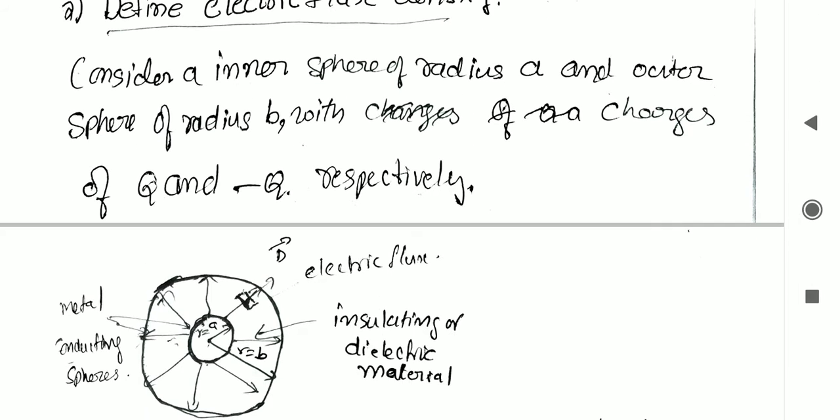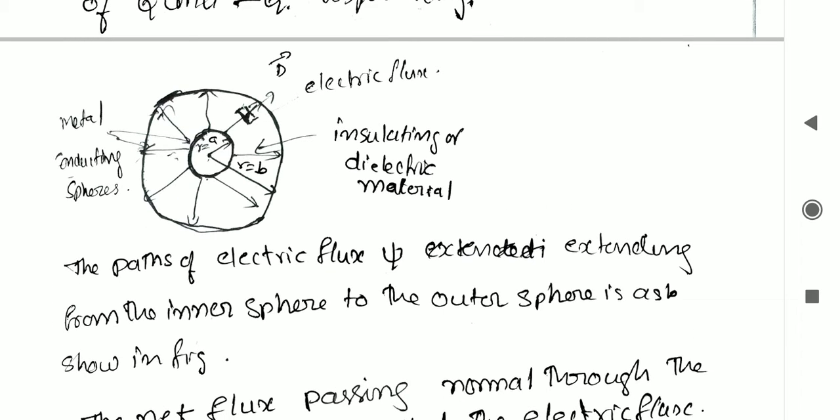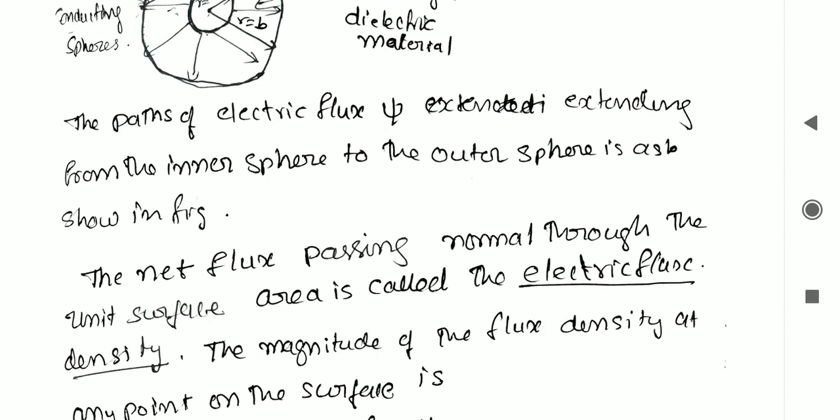We consider an inner sphere of radius a and an outer sphere of radius b. The inner sphere has a charge of q and the outer sphere has a charge of minus q. Then the electric flux or displacement flux will look like this. There is electric flux or displacement flux moving in this direction, radially. The path of electric flux psi extended from the inner sphere to the outer sphere is as shown in the figure.